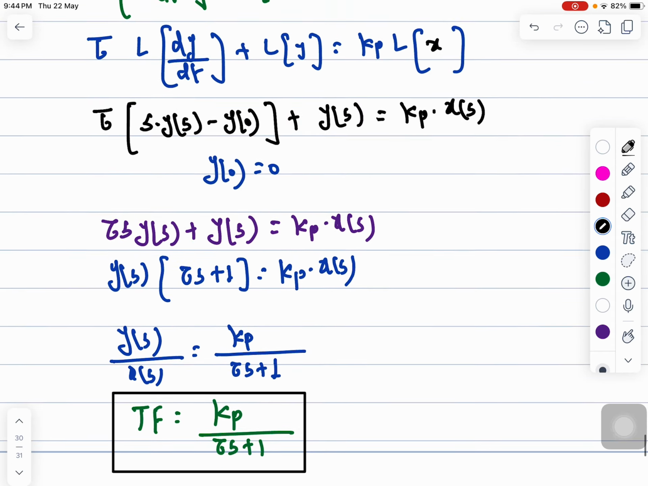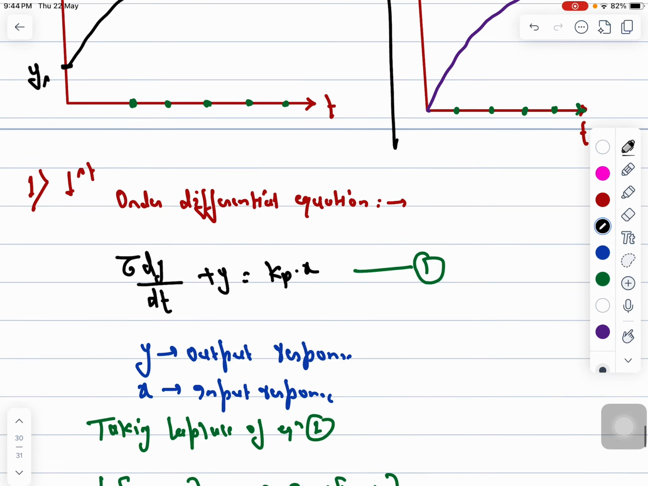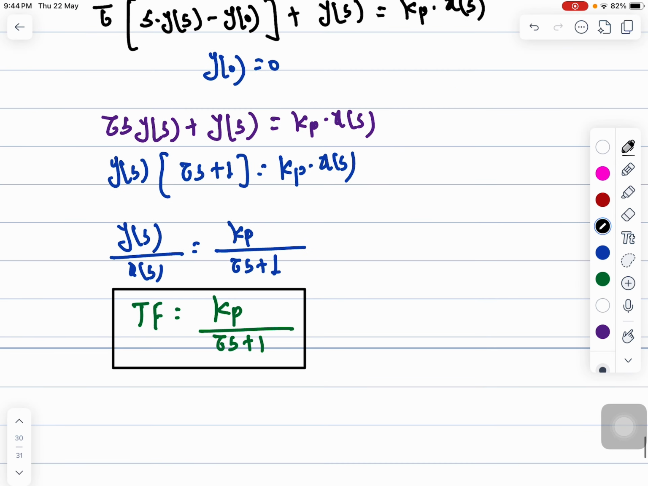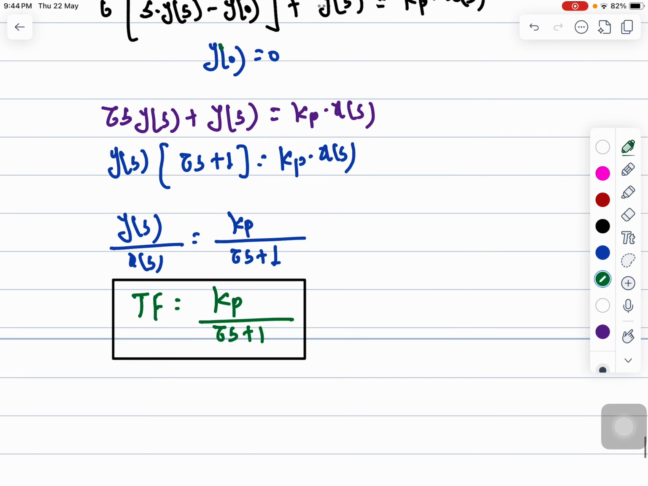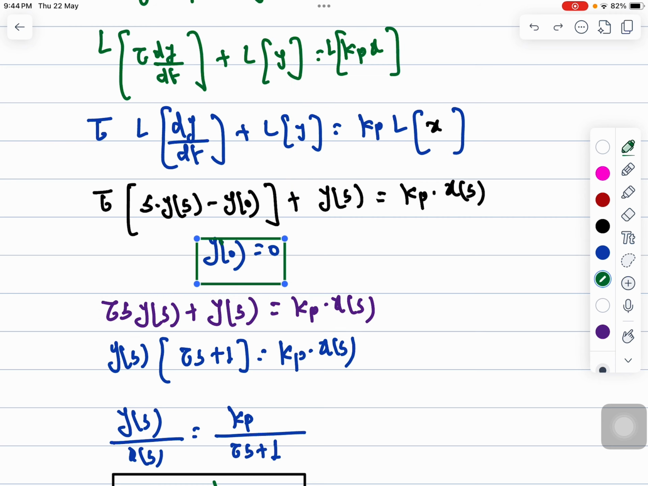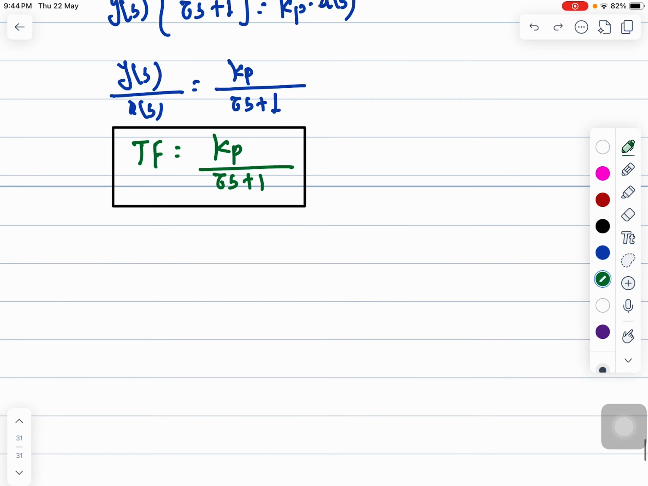The reason is that when we solve the first order differential equation having a specific initial condition, y0 equals 0, based on this particular initial condition, we are getting this value like that. That is the transfer function.